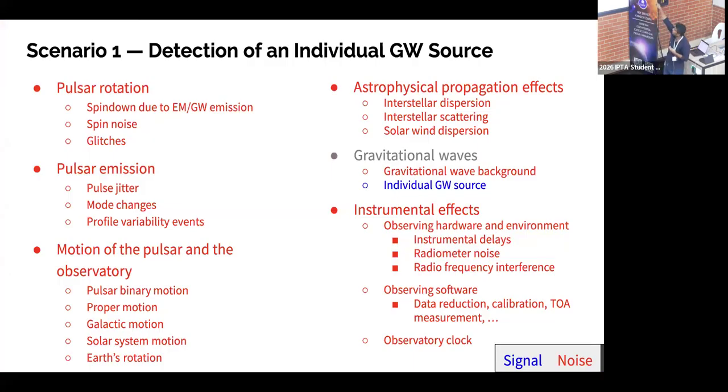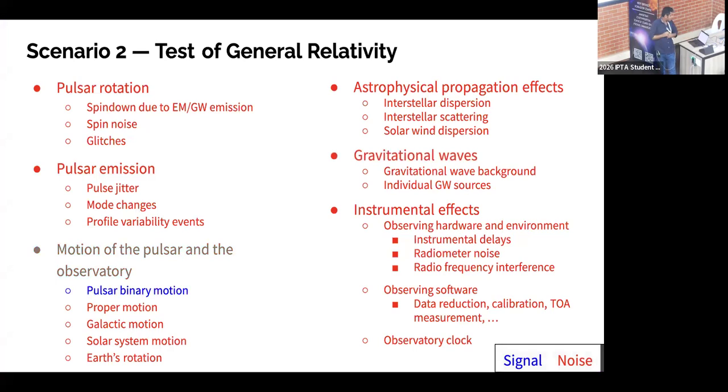So this is my scenario 1, where I am trying to detect individual gravitational waves. So all of these things in red are noise in this case. Only the blue thing is my signal. And in scenario 2, if I am trying to test general relativity, only the pulsar binary motion is my signal. Everything else is noise.